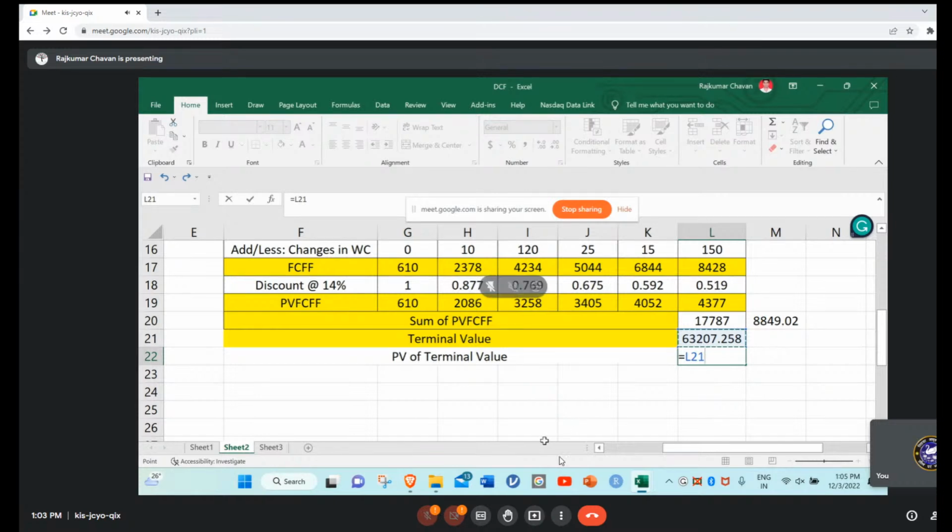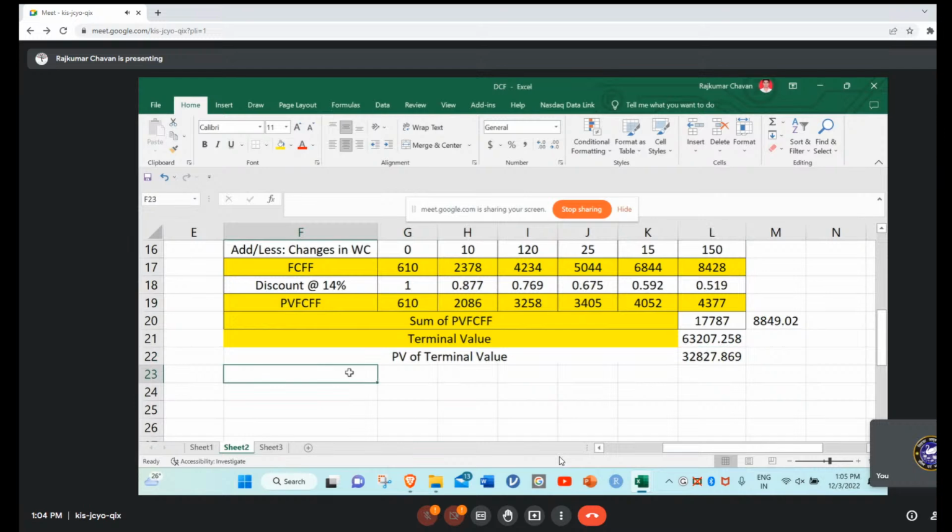We have taken the last year cash flow, so the last year discounting rate we should take. Yes or no? Because we've taken the growth of the last year free cash flow, no? So the discounting rate also should come for which year? Last year only. So this value into the last year discounting factor. What is it? 0.519. So almost how much? 32,827.869.